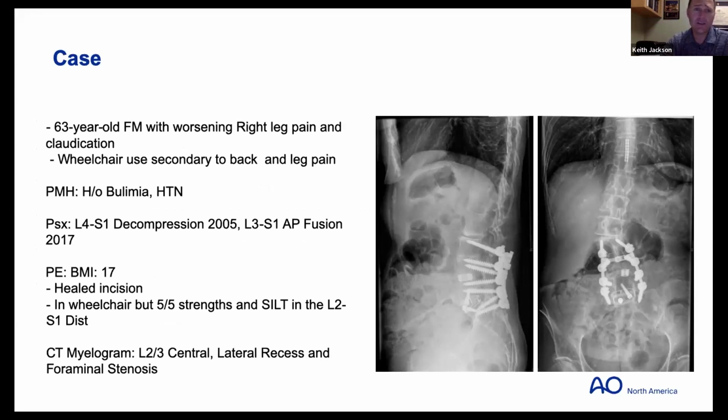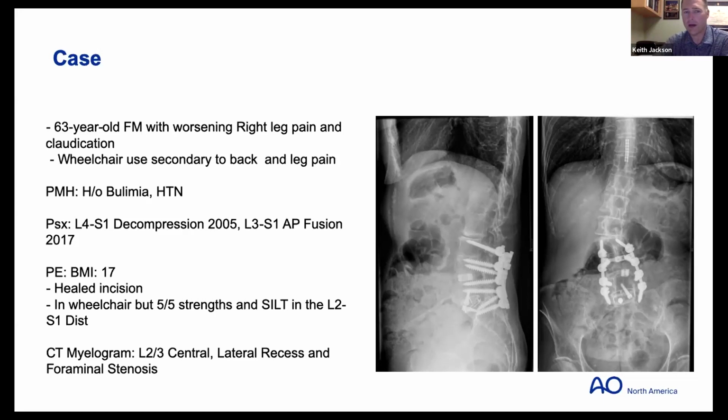This is a 63-year-old female who presented to my clinic with right leg pain and neurogenic claudication. She is able to stand and has normal strength, but develops a lot of fatigue from both back pain, mechanical back pain, and the reproduction of radiculopathy after about 5 minutes. For that reason, when she's out and about in the community, she actually uses a wheelchair. Her past medical history currently is only significant for hypertension, but she's had a history of bulimia that she's never been able to put a ton of weight on afterwards.